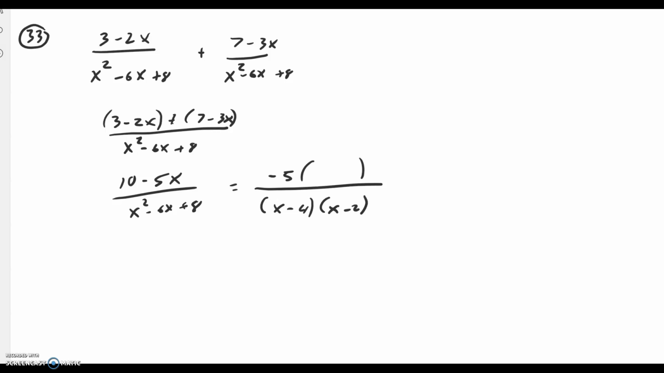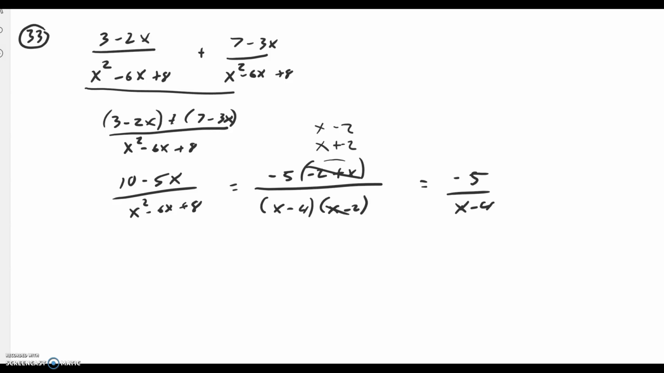When I factor out a negative 5, I get a negative 2 here plus an x. And a negative 2 plus an x and an x minus a 2, those are exactly the same amount. You can rewrite this top part as x plus negative 2 or x minus 2. So these are exactly the same. They cancel to 1. And we have negative 5 over x minus 4.